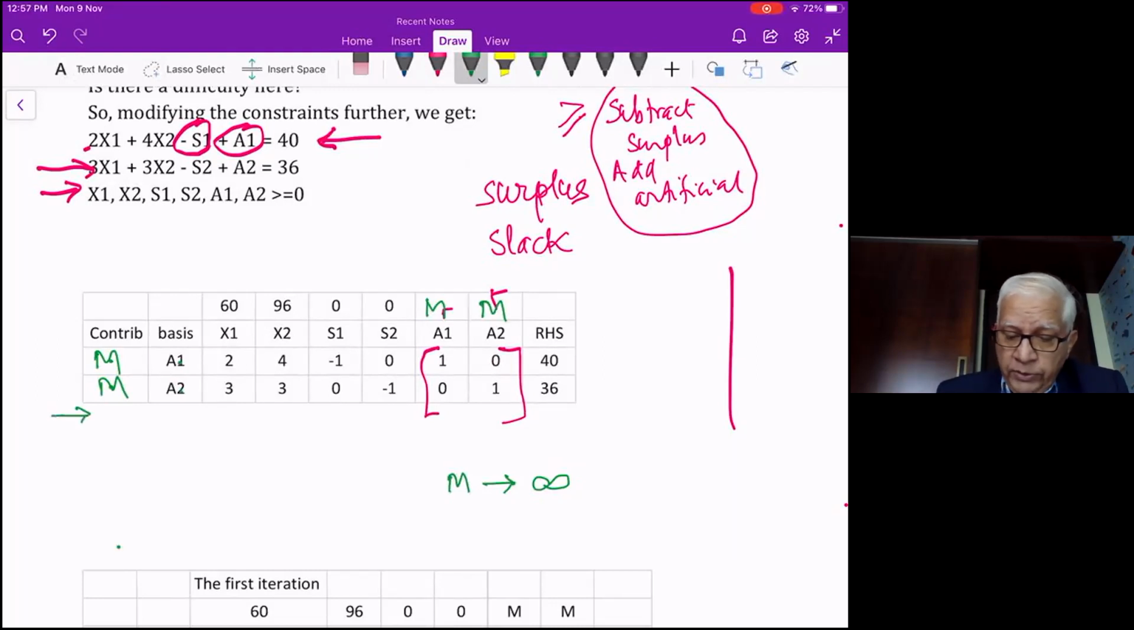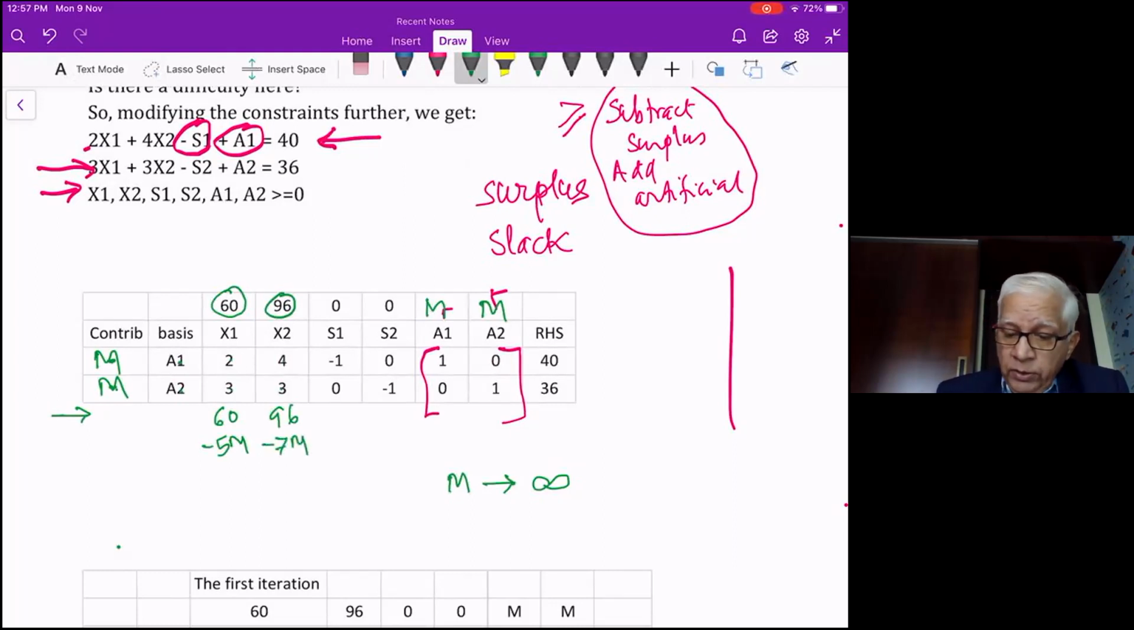Now see what is there at the top. At the top we have 60. 60 minus 2 multiplied by M plus 3 multiplied by M, that is 5M. So I'll write 60 minus 5M. Now the second one. This is 96 at the top. So 96 minus 4 multiplied by M and 3 multiplied by M is 7M. Therefore, I'll write 96 minus 7M.